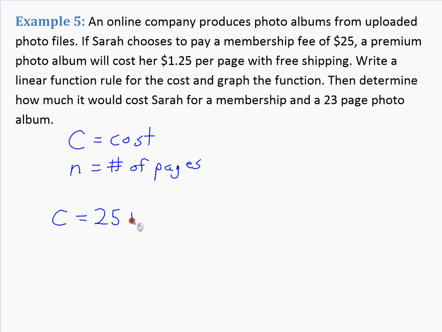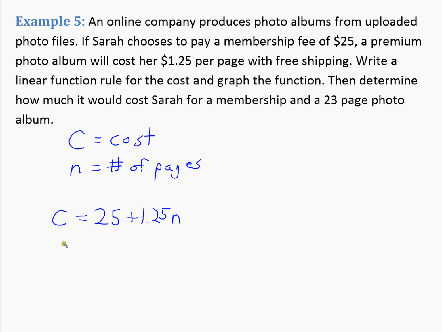If she buys an album, how much the album costs depends on how many pages there are. And if there's one page, you pay $1.25. If there's 2 pages, you pay $1.25 times 2, which would be $2.50. So what we can see there is you take your number of pages, N, multiply it by $1.25, and that's how much you would pay for that album for N number of pages. So if we put 10 in here, we could figure out how much it would cost for the membership and 10 pages.